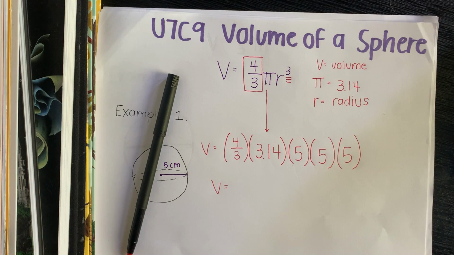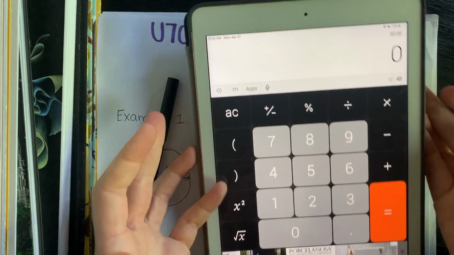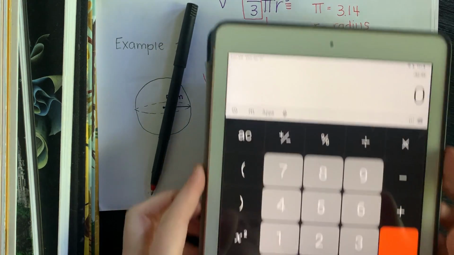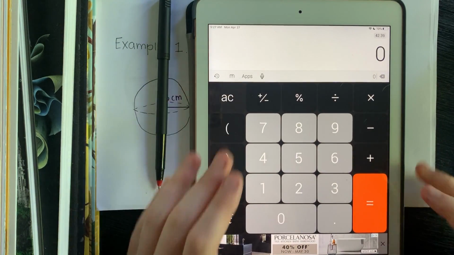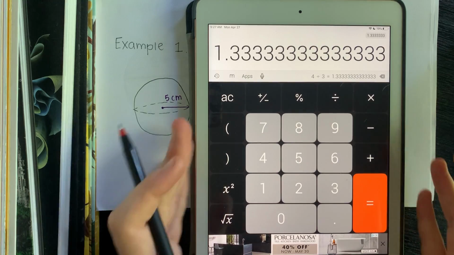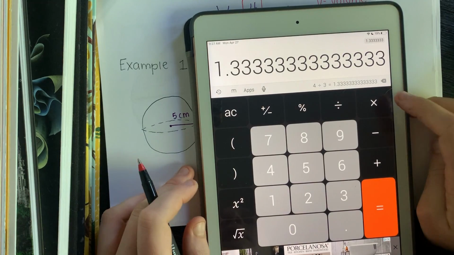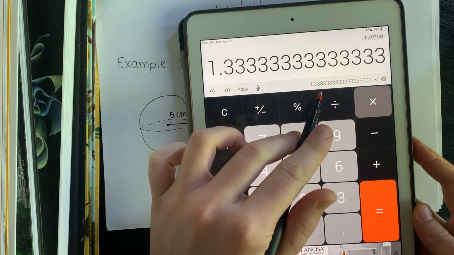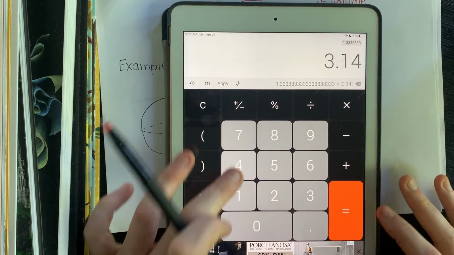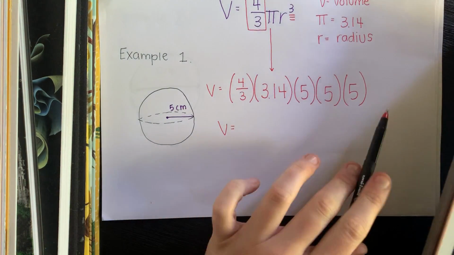Okay, so you got your calculator in front of you. Here we go, my iPad was charging. So the first thing I'm gonna do is I'm going to figure out what is 4/3. So in my calculator, I'm gonna do 4 divided by 3, and that equals 1.333333. So I know from now on that I'm gonna multiply my answer by this. So I just did 4 divided by 3, so now I'm gonna hit the times button, because I'm gonna do 1.33333 times 3.14. Times, what's next? 5 times 5 times 5.